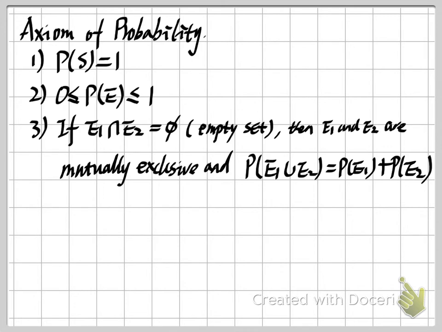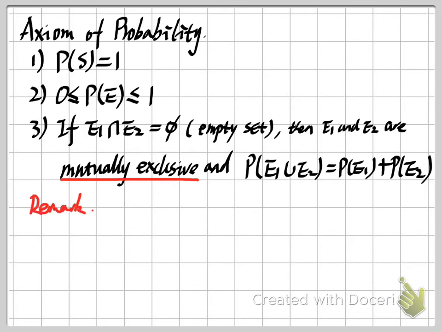And then the third one is that if two events, E1 and E2, have no intersection, or in other words, their intersection is an empty set, then E1 and E2 are mutually exclusive, and the probability of the union of these two events is equal to the sum of the probabilities of each of them. So these are the three rules of probability. And for mutually exclusive events, we can extend this to more events.